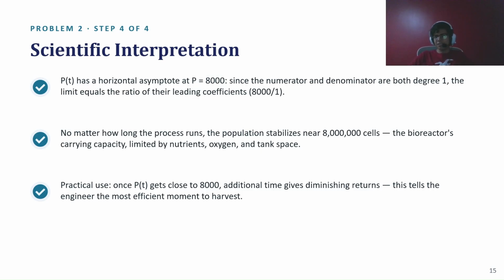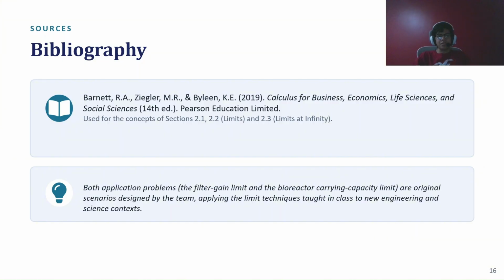8 million cells, we can see in the graphic that in the beginning it is faster, but it says no matter how long the process runs, that gives us always the 8 million cells. It's impressive. Here's the bibliography.